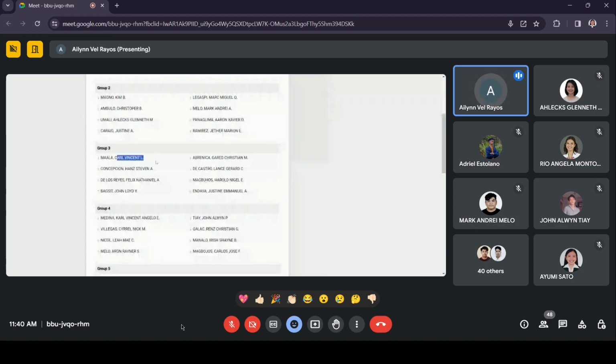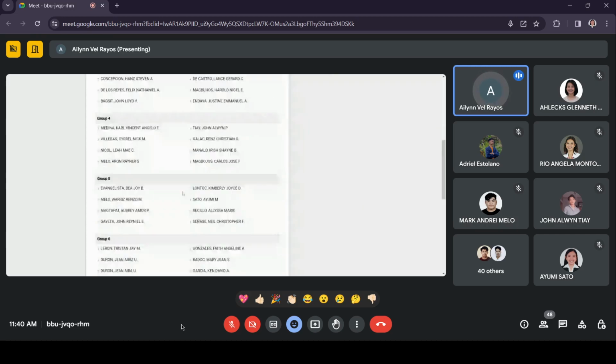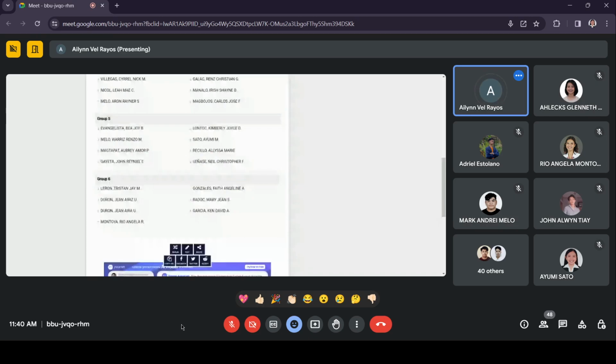Pero ano ba yung Mala? Hindi na nakasama yung Again, yan. Group 1 na si Mala. Group 4, we have Carl, John, Alwin, Cyril, Renz, Leia, Irish, Aaron, Carlos. For group 5, we have Bea, Kimberly, Waris, Ayumi, Aubrey, Alyssa, John Rainiel, Neil, Faith, Jean, Mary Jean, Jean Ira, Ken, Rio. So napansin ko lang, nagsama-sama pa rin may mga pangalang Jean. Wala lang. Okay.